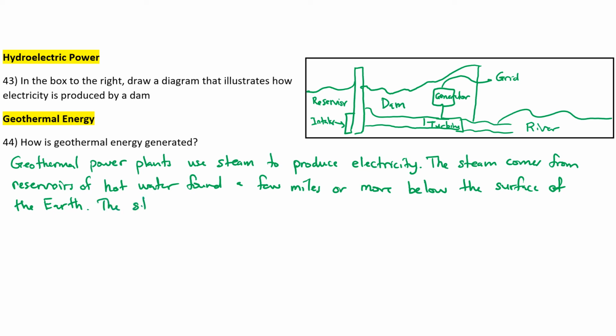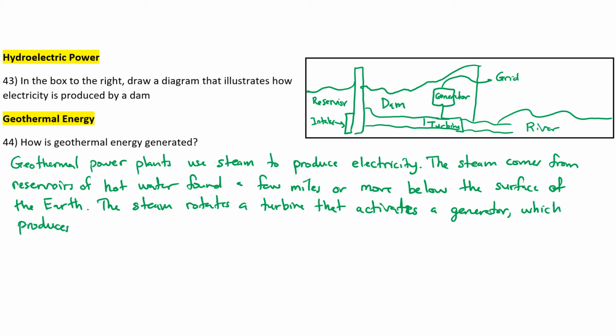The steam rotates a turbine that activates a generator which produces electricity.